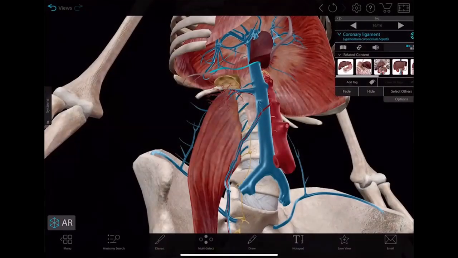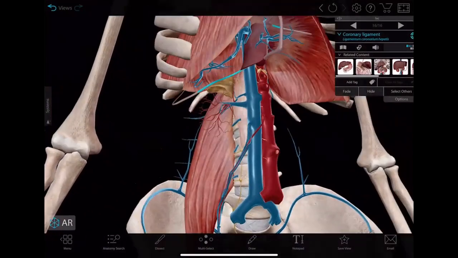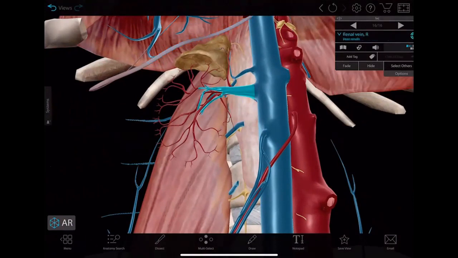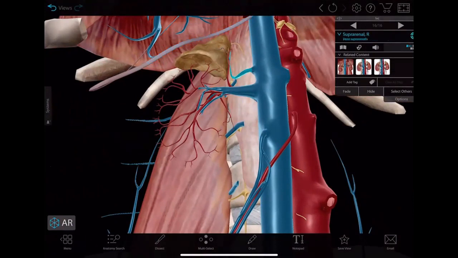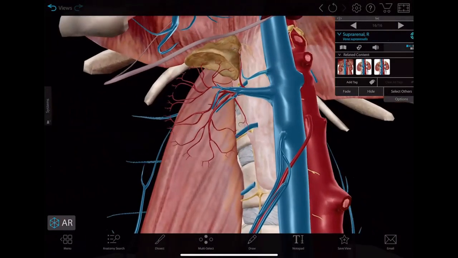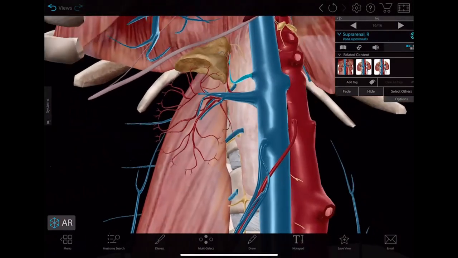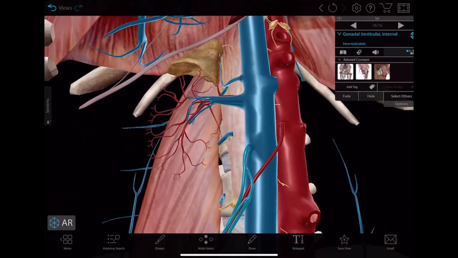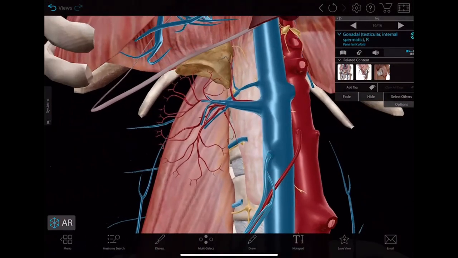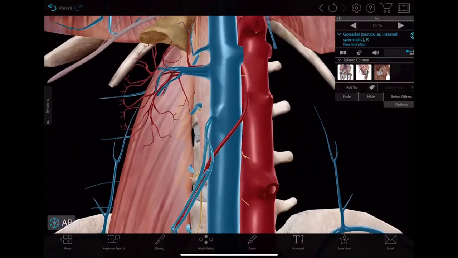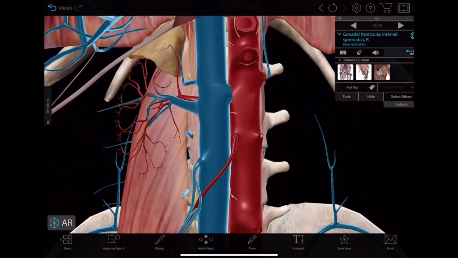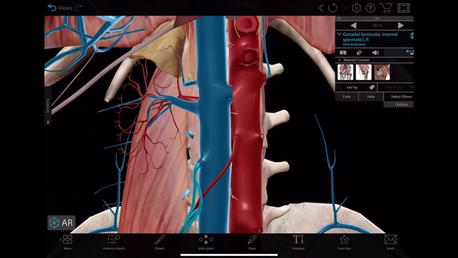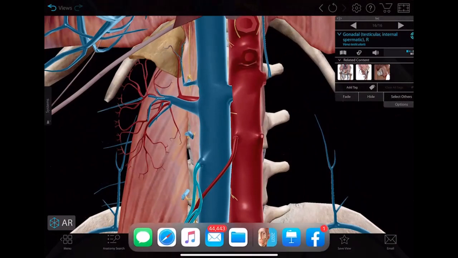Right? We'll see that. This is the right renal vein, and that is the suprarenal. You see, the suprarenal vein is draining into the inferior vena cava, right? And also here is the gonadal vein. So these directly drain into the inferior vena cava, whereas the left side veins don't drain into the inferior vena cava, but into the renal vein itself.